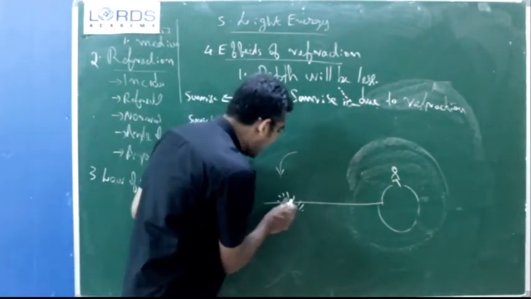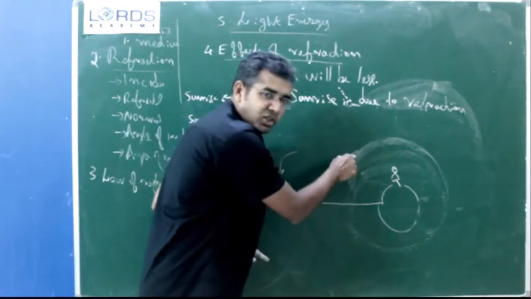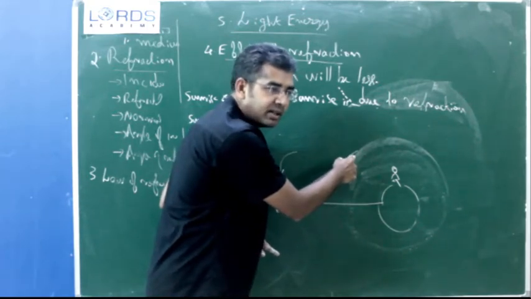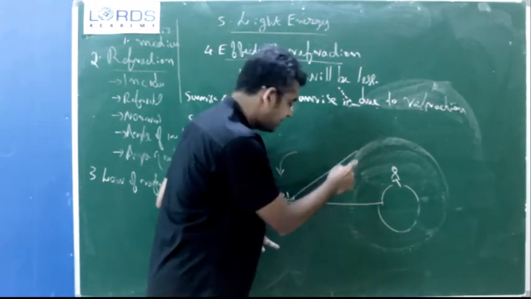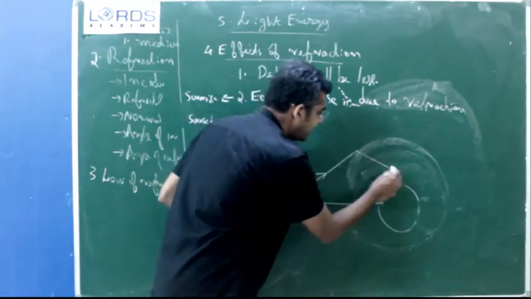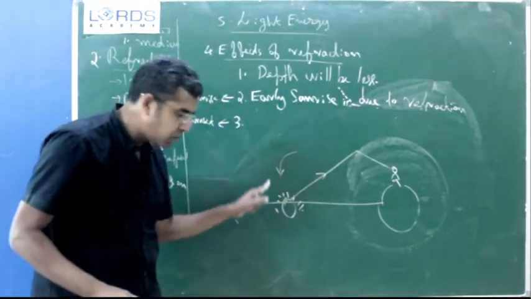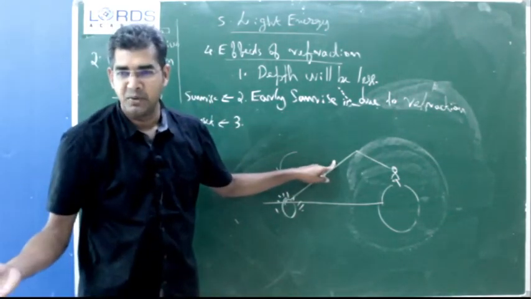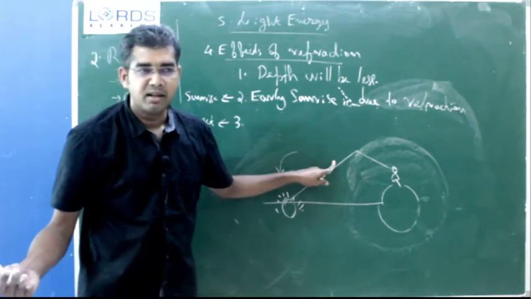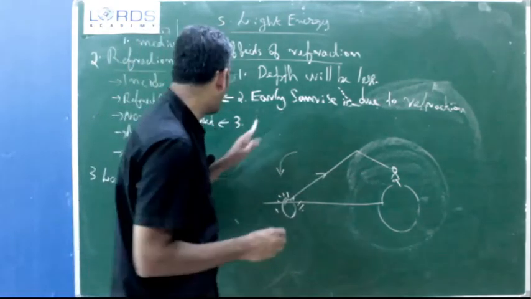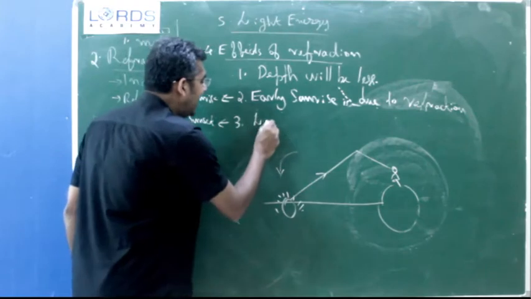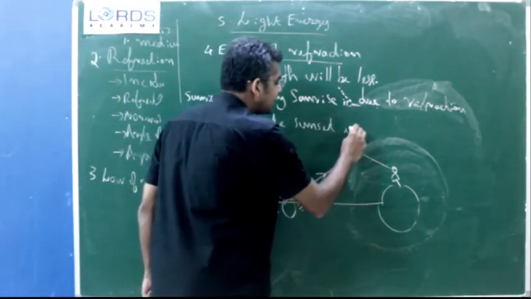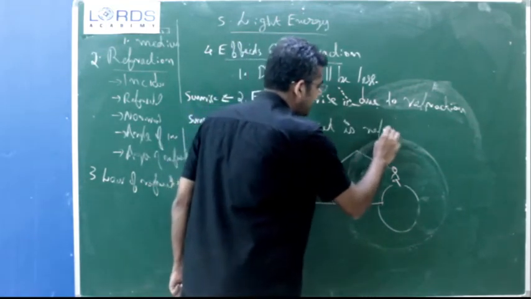But the problem: the light ray will come here, entering the atmosphere. What will happen? Refraction. Even though the sun has gone down, you can see the sun again for a little more time. Why? Refraction. So the third observation is late sunset. The reason for late sunset is refraction.